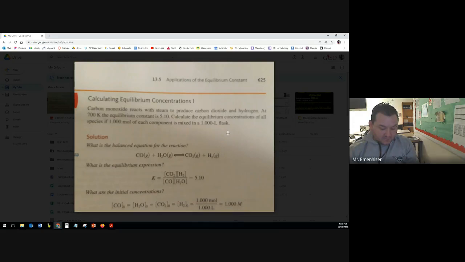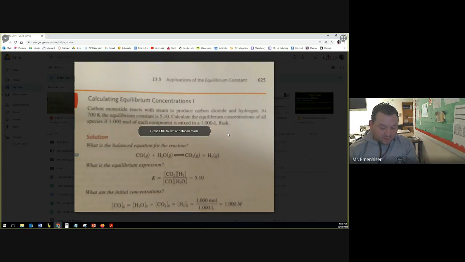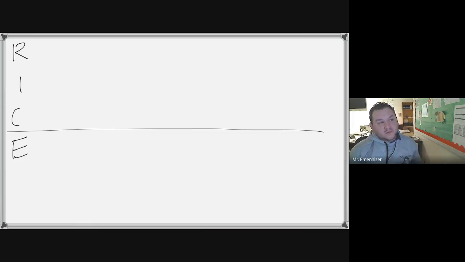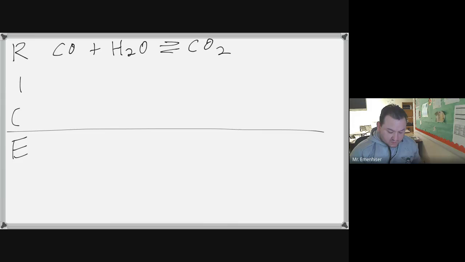How do we do this one? This one's a monster. It's not the worst, but it's a little tricky. So let's write our reaction. So RICE. We put a line there. Remember that we're going to add those. Our reaction is CO plus H2O is in equilibrium with CO2 plus H2.